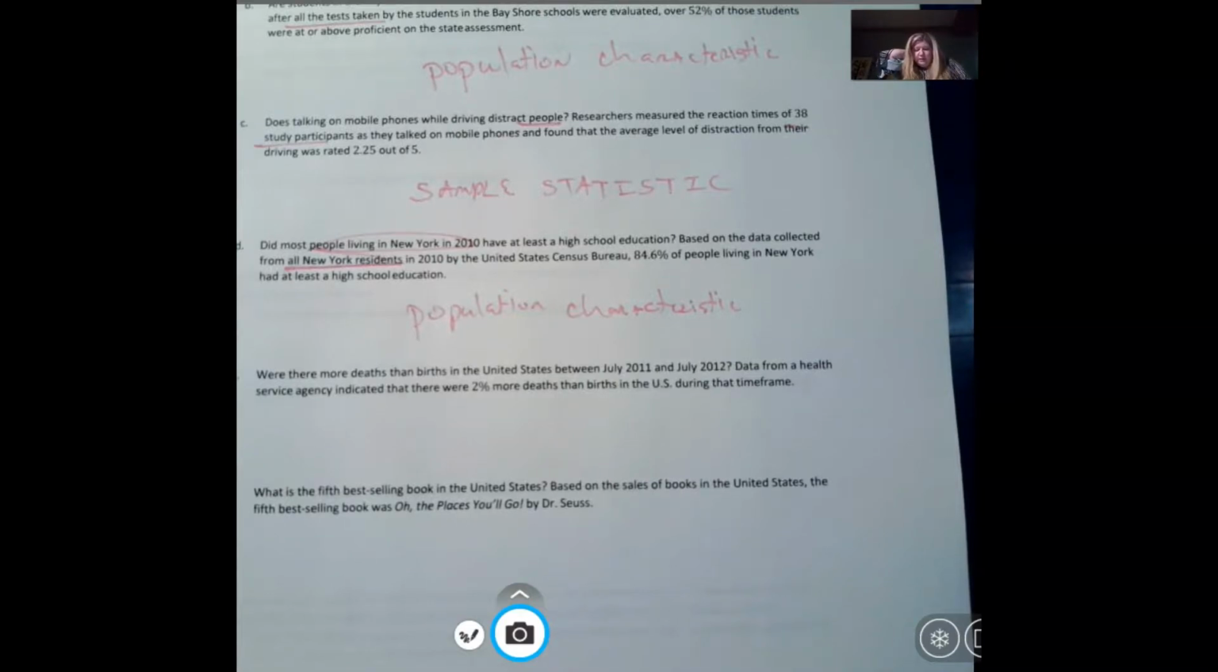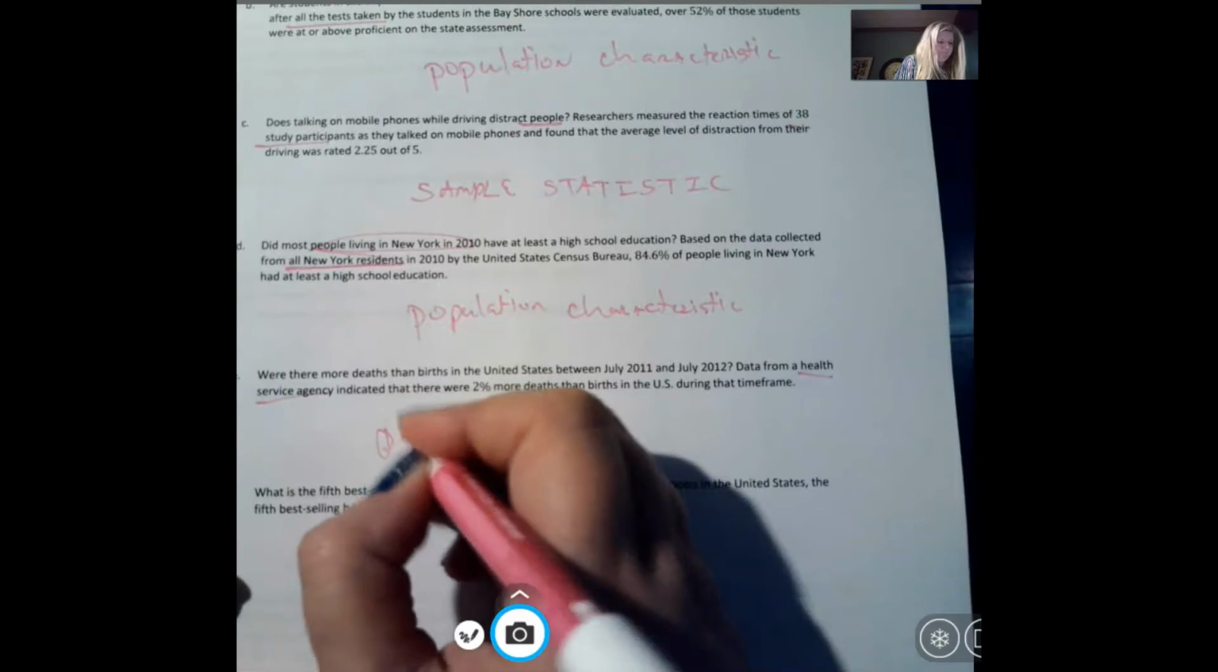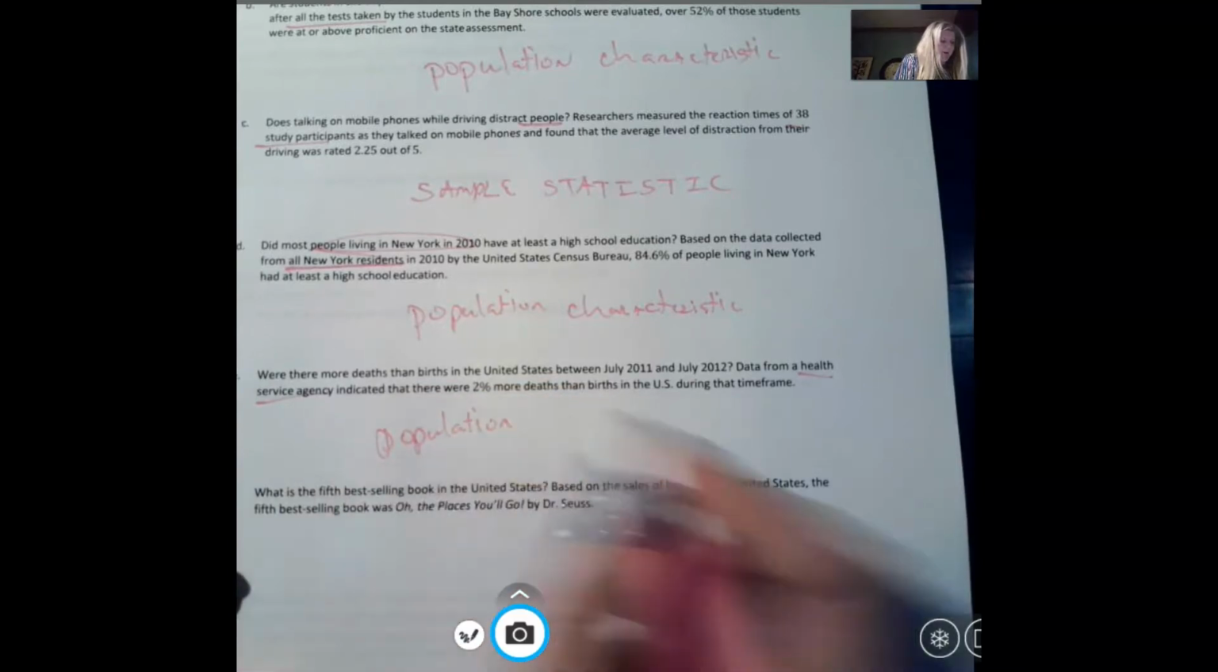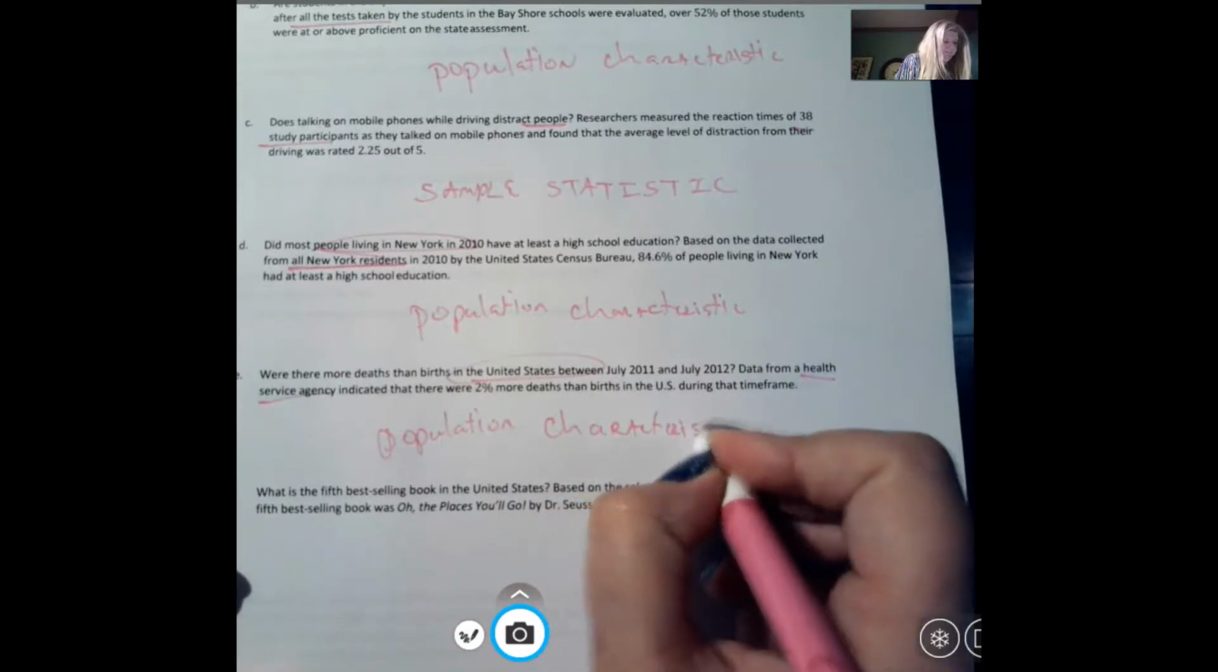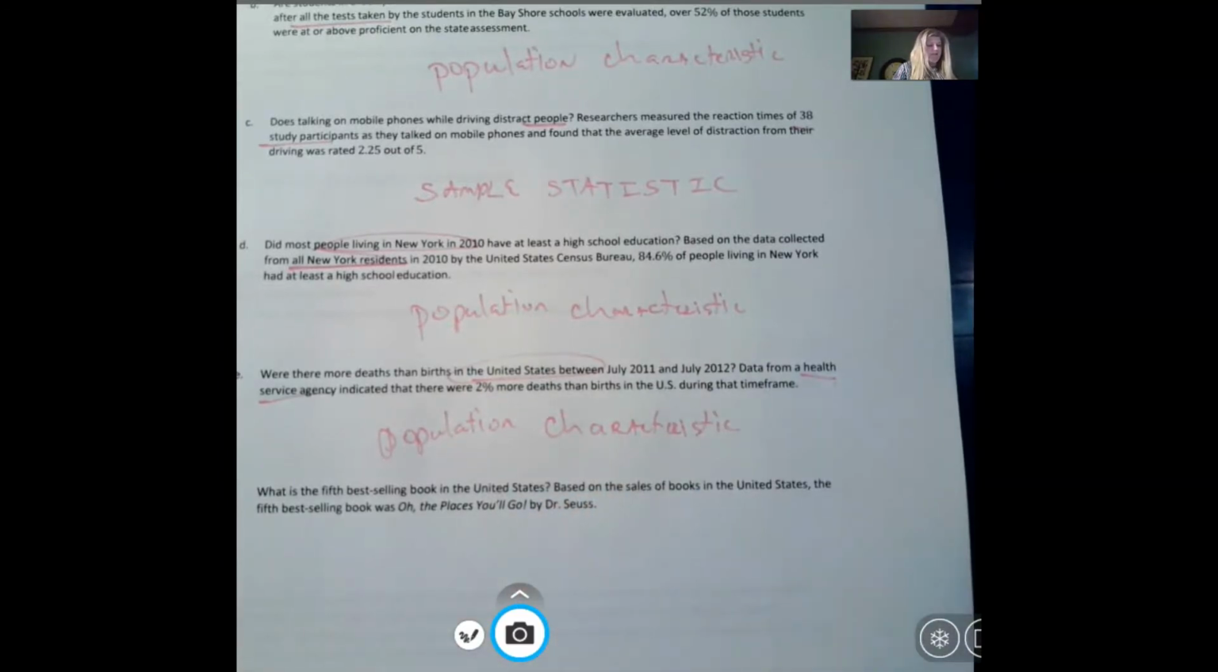Were there more deaths than births in the U.S. between July 2011 and July 2012? Data from a health service agency indicates there were 2% more deaths than births in the U.S. during that time frame. So, a health service agency, they couldn't do that just on a sample because more people might be born in one area than another, or more people might die in one area than another. So this has to be everybody. They have to look at data from the entire United States, which is what a health service agency does.